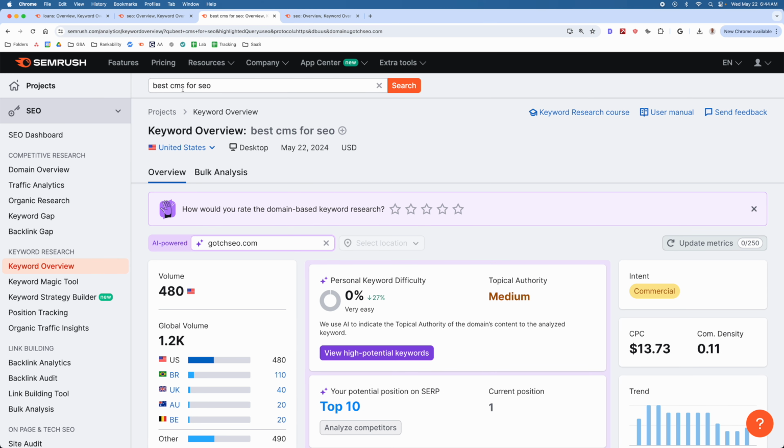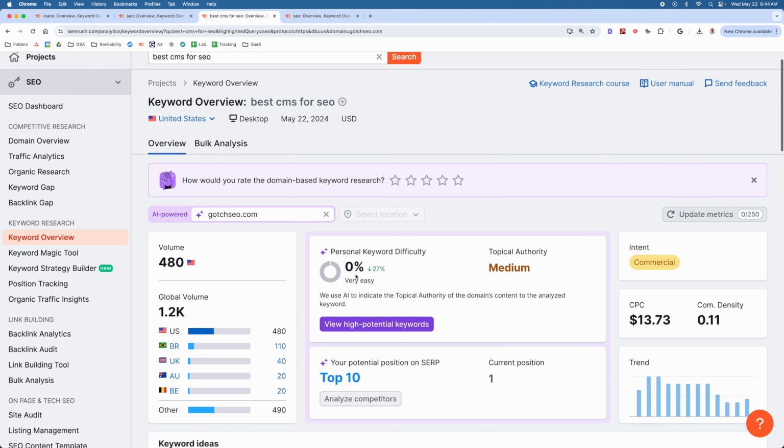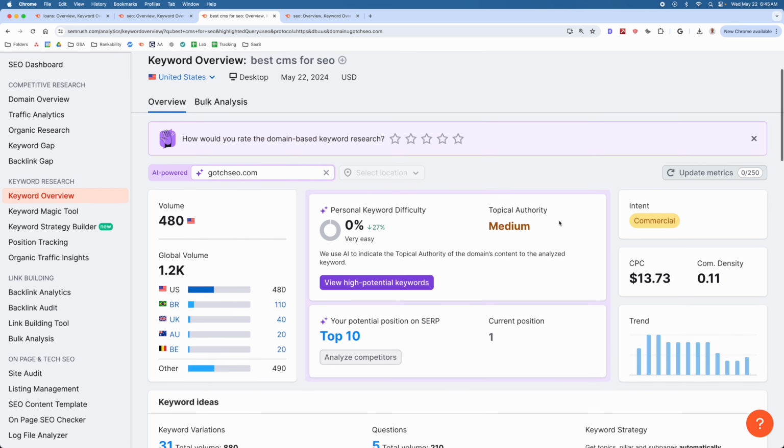This one here, best CMS for SEO, okay? We look at my personal keyword difficulty score on this one is 0%. Now, why is that? Well, number one, my authority is somewhat equivalent to some of the domains that are ranking for this. Plus, I do have good topic authority to rank for this as well, okay? So this is normally a KD of 27, but now it's actually a 0%, meaning it's like a really good keyword to go after.